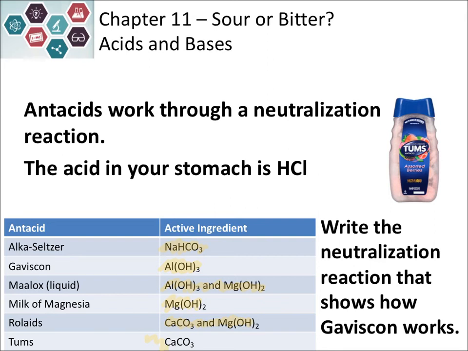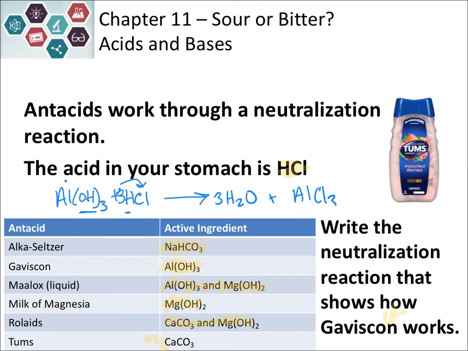It's basic. So the problem here wants us to write the neutralization reaction between Gaviscon and our stomach acid. So Gaviscon is the aluminum hydroxide. Our acid is the HCl. So we have 3 hydroxides and only 1 acidic hydrogen, so we're going to need 3 HCl molecules. That will give us 3 waters. And then what we have left is 3 Cl's and 1 aluminum. So we've got AlCl3. And aluminum is +3, chloride is -1, so that formula makes sense.